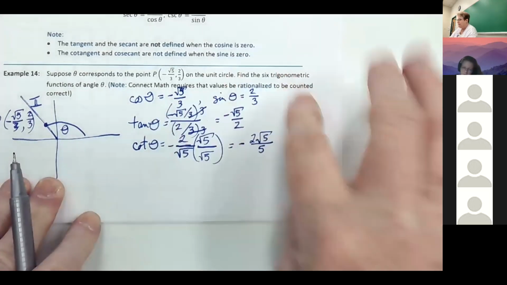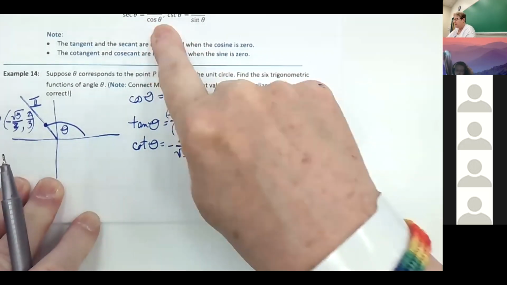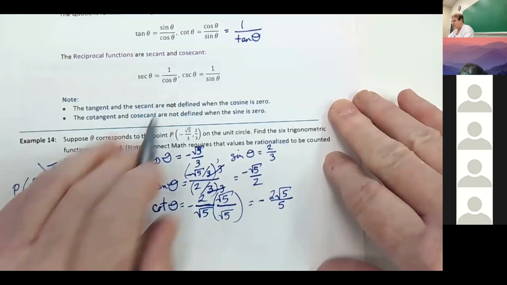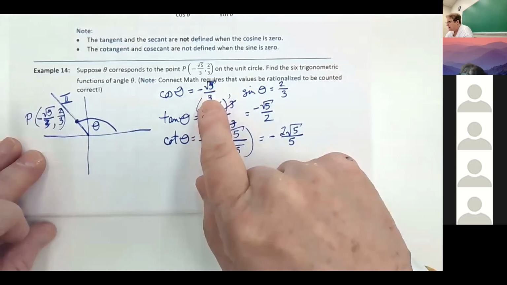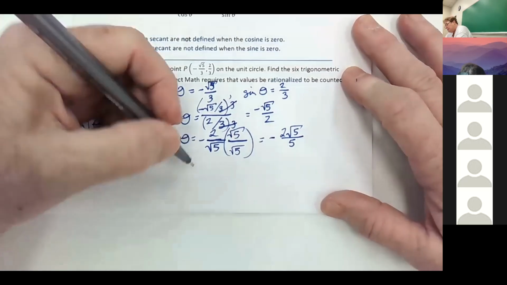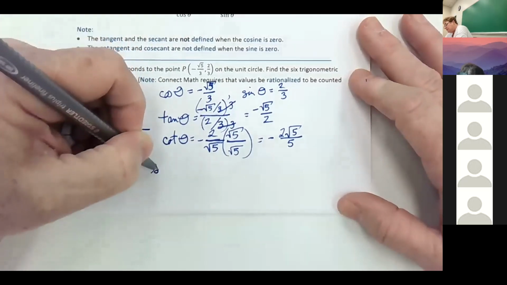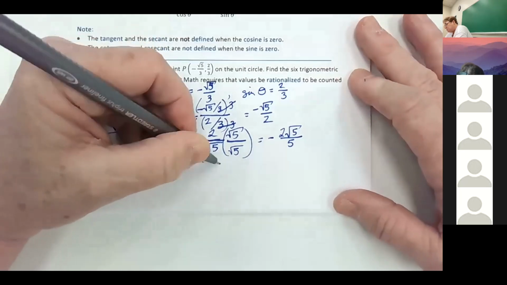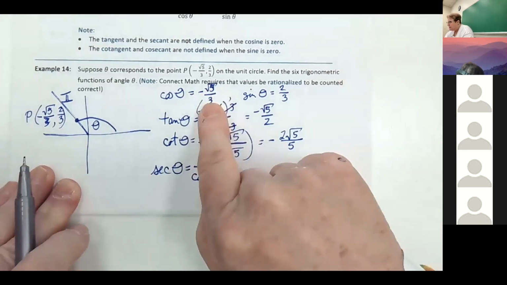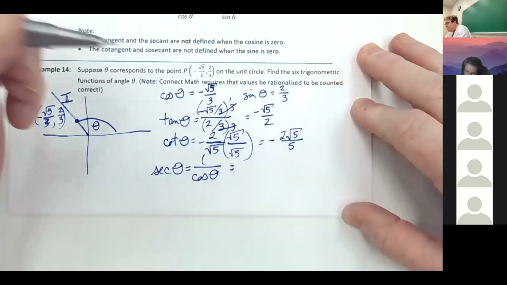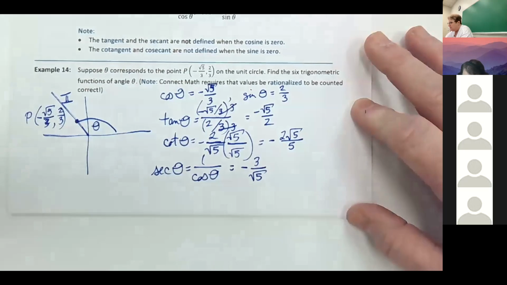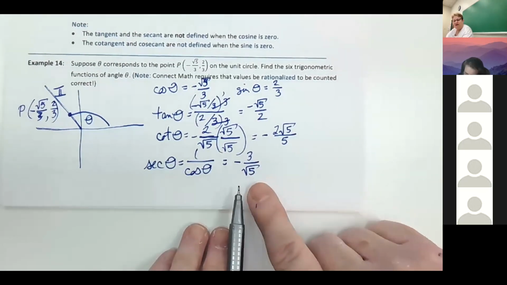So we've got 4 of them. Now we just have to finish. The secant is the reciprocal of the cosine. Secant is the reciprocal of cosine. And the cosine is negative square root of 5 over 3. So secant of theta is the reciprocal of cosine. Cosine is negative square root of 5 over 3, so secant will be negative 3 over the square root of 5. And how can we rationalize that?